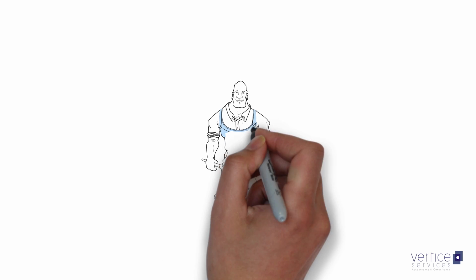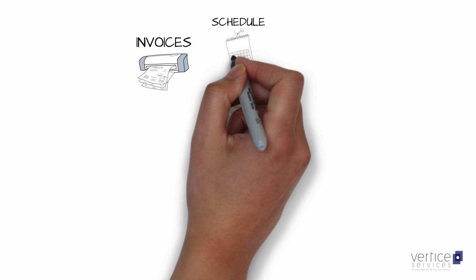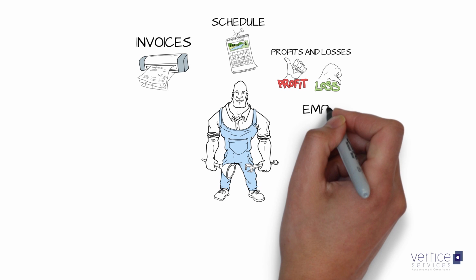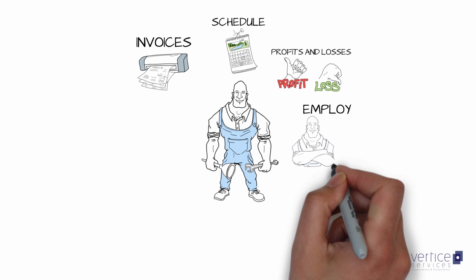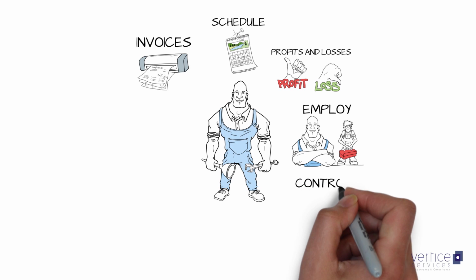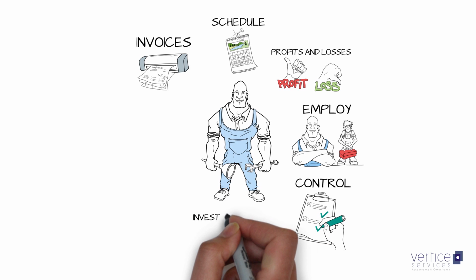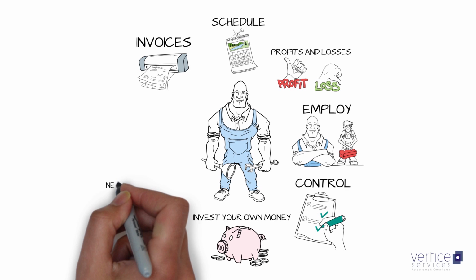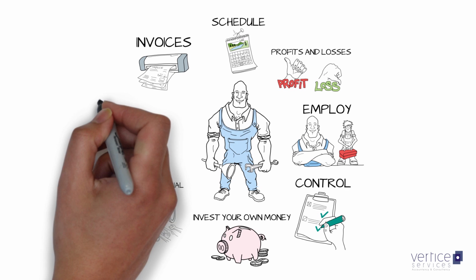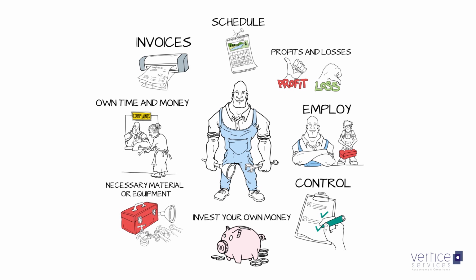As a self-employed person, you issue invoices and receipts to your clients, work your own schedule and hours, are responsible for the business's profits and losses, are able to employ other people using your own resources in order to assist in the provision of a service, have control over what type of service to provide, how to provide it, as well as when and where it is provided, invest your own money in the business, are responsible for the purchase of any necessary equipment or materials for carrying out the job, have to give up your own time and money if any unsatisfactory service needs to be corrected.